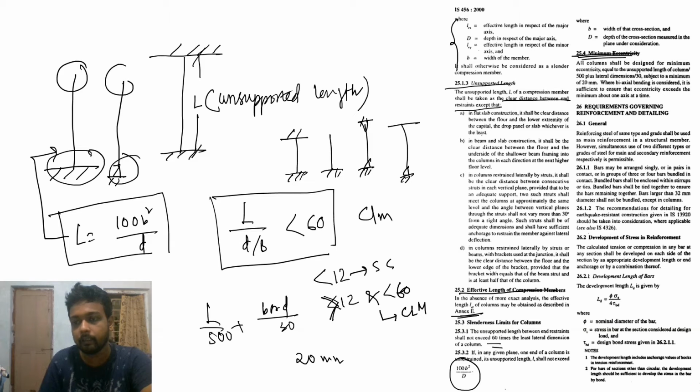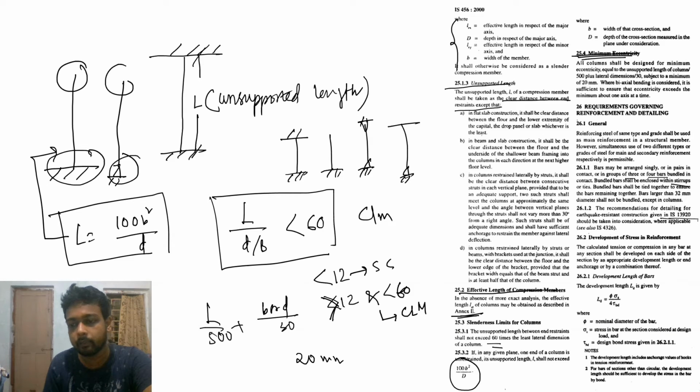Reinforcement steel, of the same type and grade, is used as the main reinforcement in a structural member. The bars may be arranged singly or in pairs in contact, or as a group of 3 or 4 bars bundled in contact. The bundle is enclosed within a stirrup. The recommended code here should definitely be IS 13920.